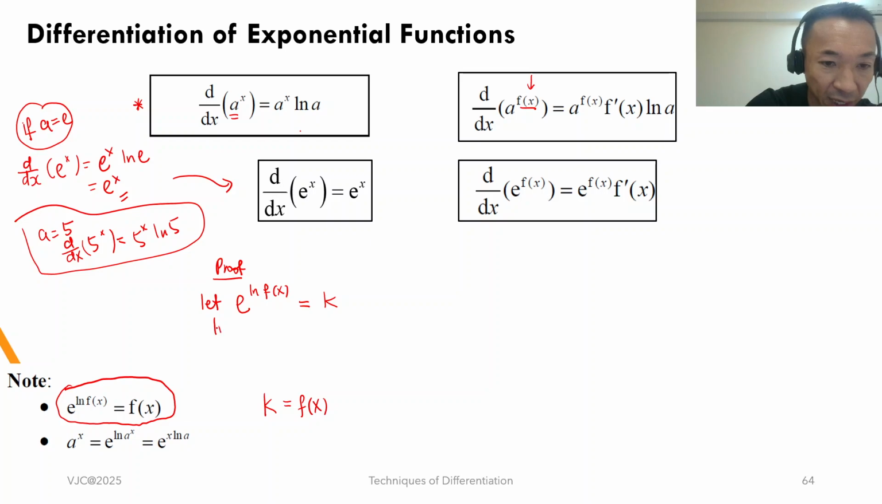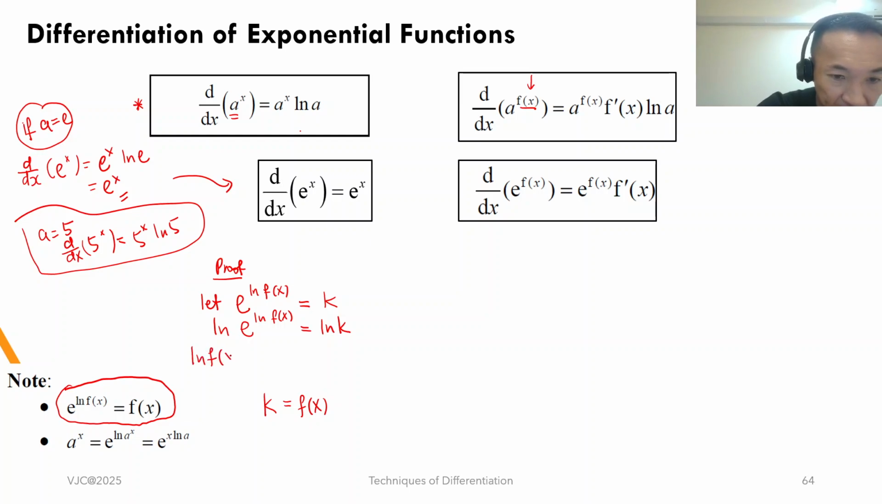I take ln on both sides. Yes, I use power law to bring it down. ln f(x) ln e equals to ln k. Now what is ln e? ln e is just 1. So therefore ln f(x) is ln k. And if ln f(x) is ln k, then therefore k is f(x). If k is f(x), then this one is actually just f(x).